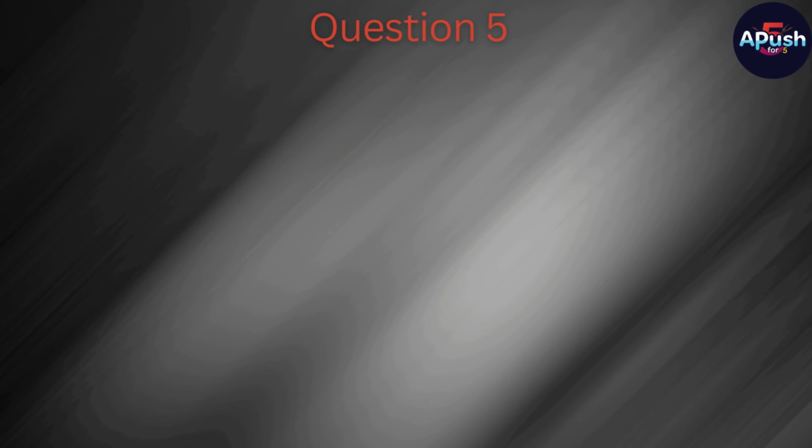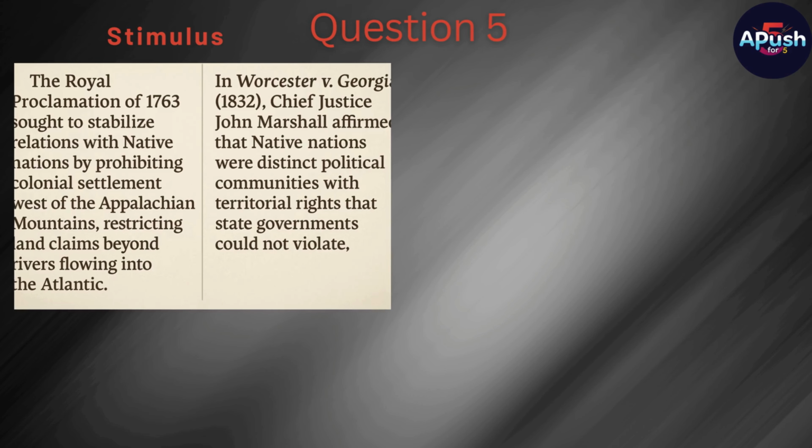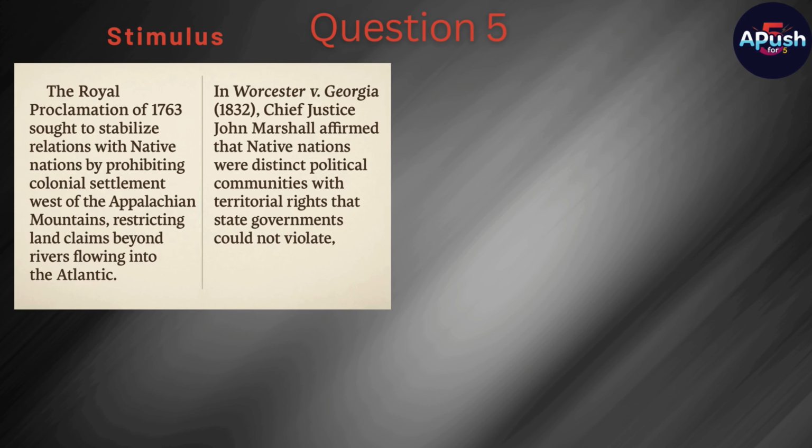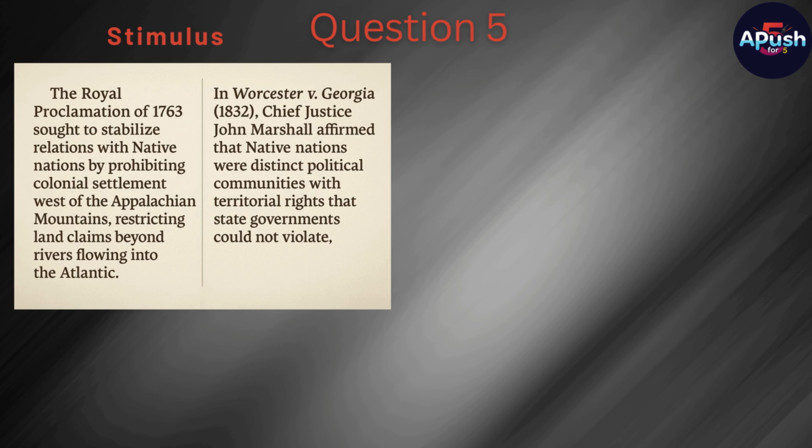Question 5. Stimulus covering questions 5 through 7. The Royal Proclamation of 1763 sought to stabilize relations with native nations by prohibiting colonial settlement west of the Appalachian Mountains, restricting land claims beyond rivers flowing into the Atlantic. In Worcester versus Georgia, 1832, Chief Justice John Marshall affirmed that native nations were distinct political communities with territorial rights that state governments could not violate.